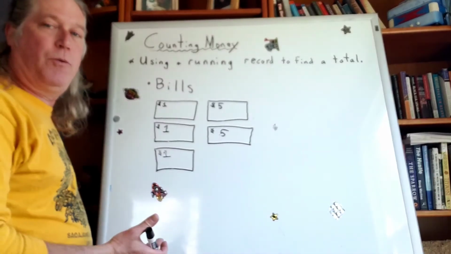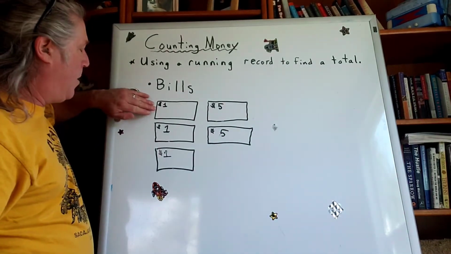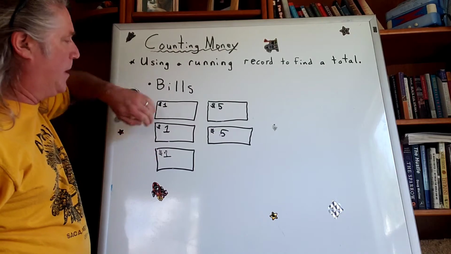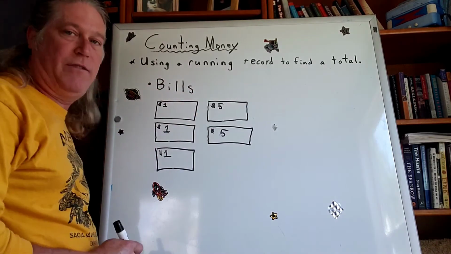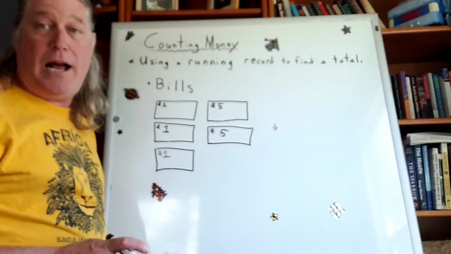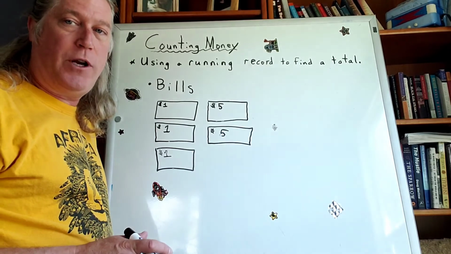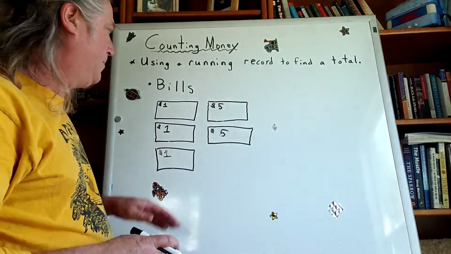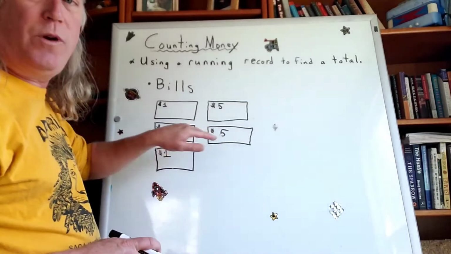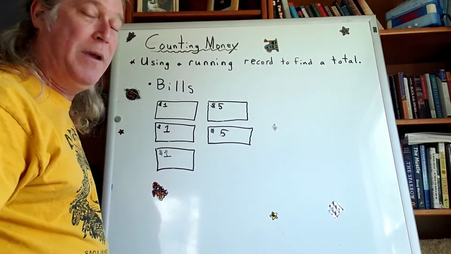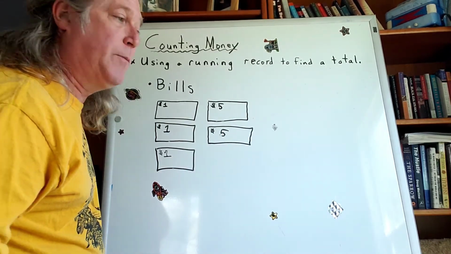Okay, so now we have a group of 5 bills, a $1 bill, a $1 bill, a $1 bill, a $5 bill, and another $5 bill. Now we're going to count it. We're going to count it by making a running record. The first thing we're going to do is look for the largest bills. We have 2 $5 bills. So to make a running record, it goes something like this.